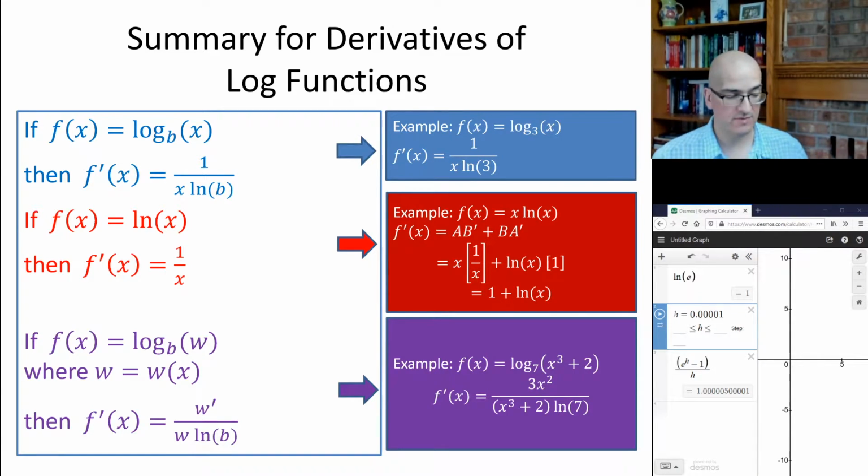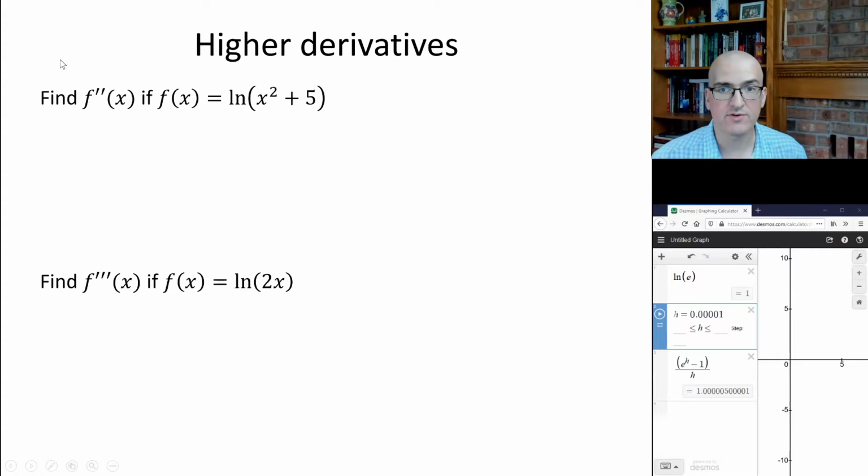This is the continuation of the lesson on taking derivatives of log functions. Shown on this slide are those key formulas for taking the derivative of different types of log functions: log base b of x, ln of x, and log base b of w, which contains the ln of w derivative formula. So that last one is the special case of the chain rule for log of a function, how to take that derivative.